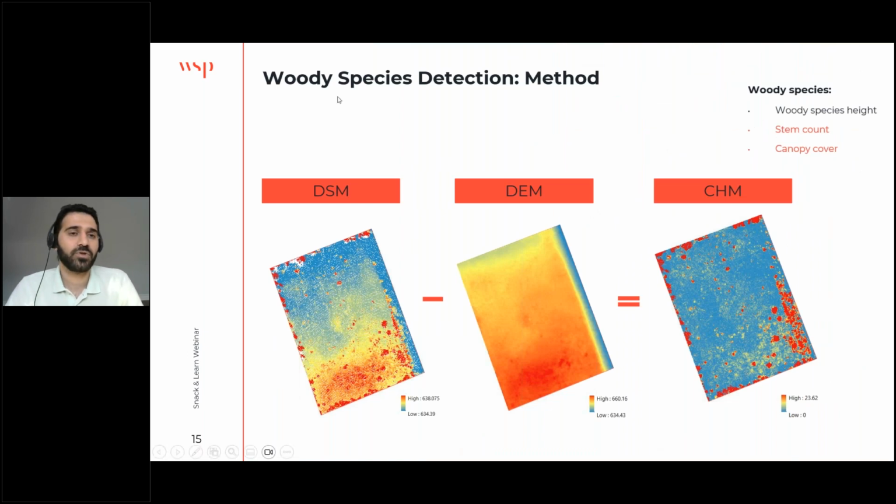The second parameter was woody species, and by woody species, we wanted to get these 3 pieces of information: the woody species height, stem counts, and canopy cover. And to do this, we mainly used LiDAR data. So we generated a canopy height model by producing a digital surface model and a digital elevation model. The canopy height model gave us the location of woody species and their heights, and also we could estimate the area of the canopies.